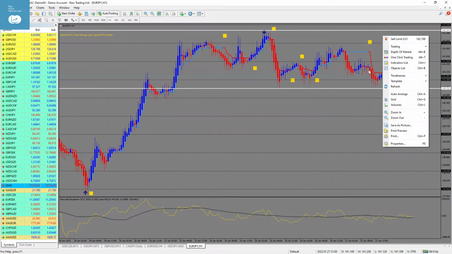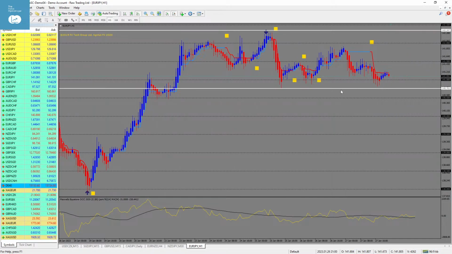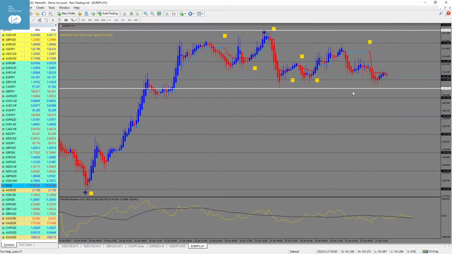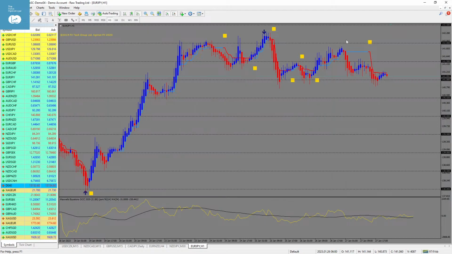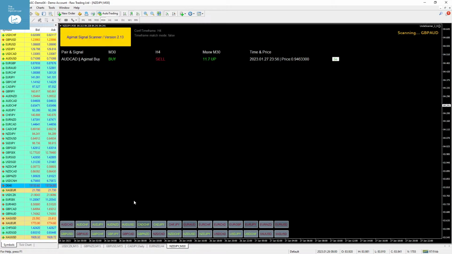It would be very good if we get the break of this support line, and then it retests the support, and then it goes further down. Then our next logical target could be here or here. Maybe you wait on the H1 for a valid signal from the Agimat system. But I would not trade it between these two white lines at the moment. I would wait. We don't have to trade every pair, especially if we have such a range.